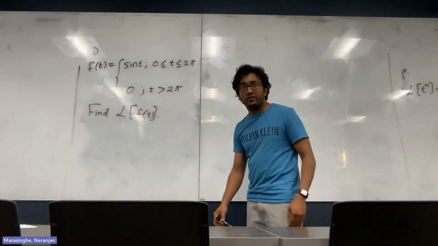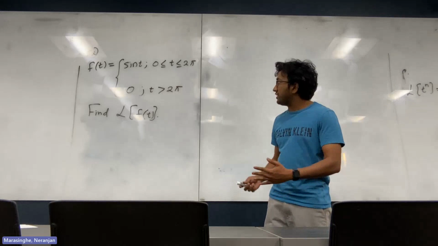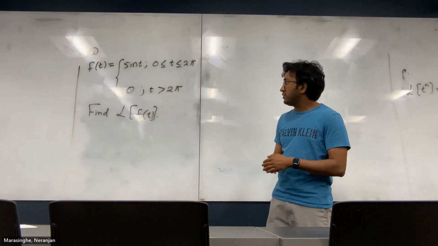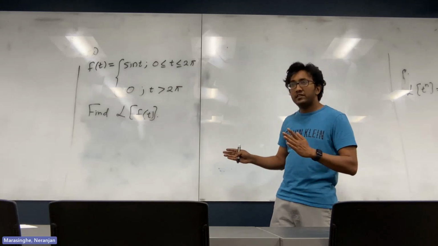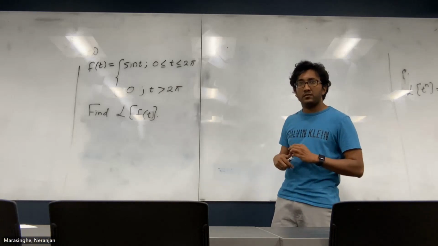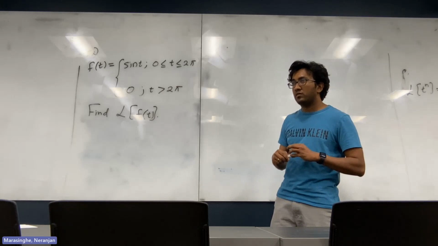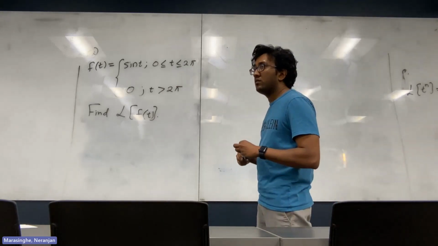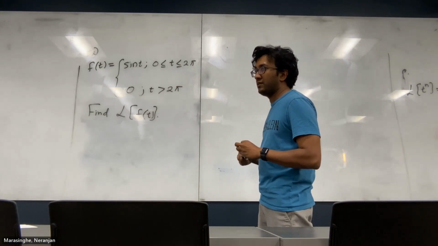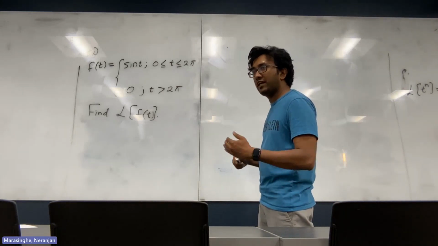Can you give a try? First try to sketch the function, and then try to write down the function as a combination of the step functions. Really quickly, is it cosine that goes through the origin, or is it sine? Sine. Sine 0 is 0 and sine 2 pi is 0.